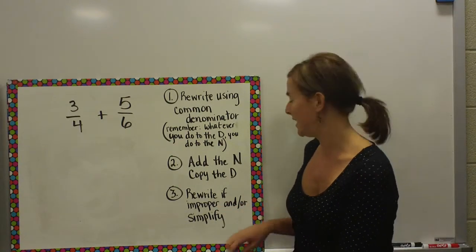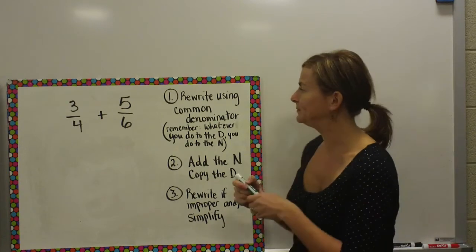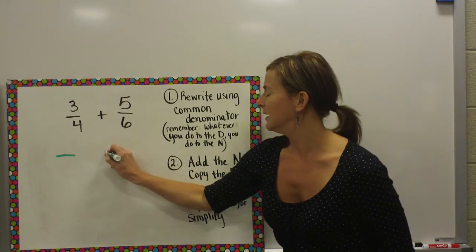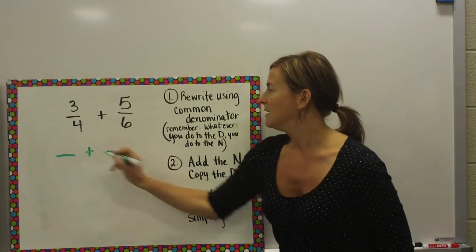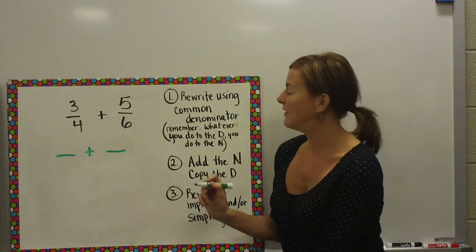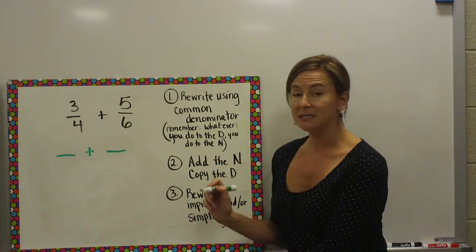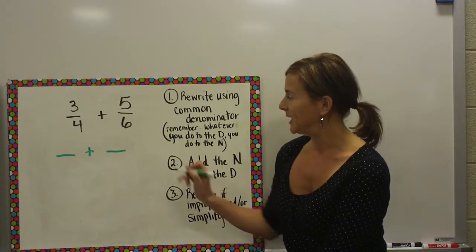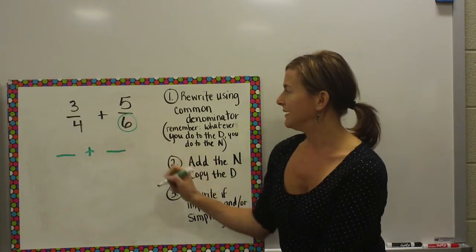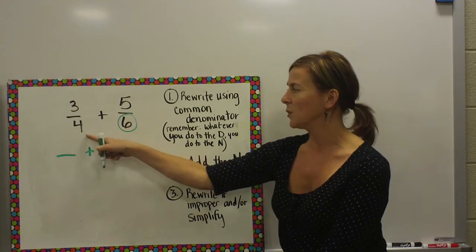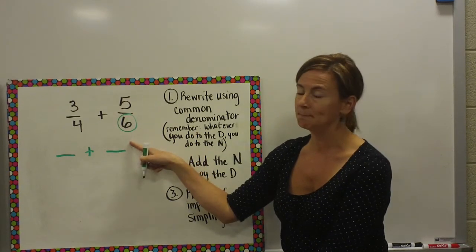So let's take a look at that in action. First, I have the denominators 4 and 6. I want to find a common denominator that both 4 and 6 will go into. What I like to do is look at the largest denominator, which is 6, and check if anything times 4 will give me 6.